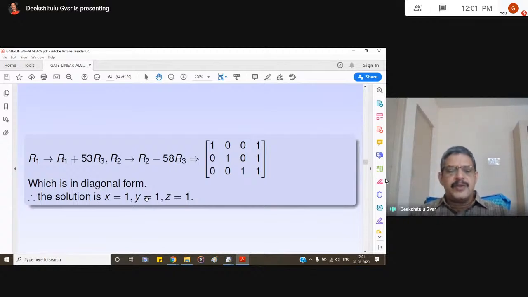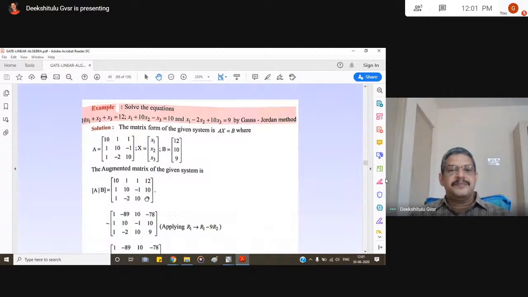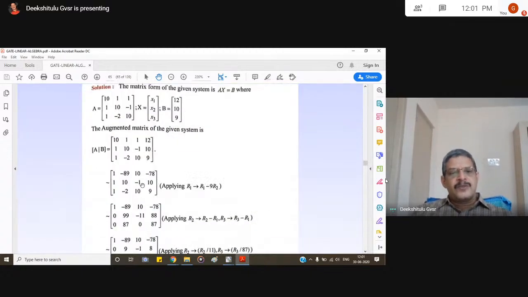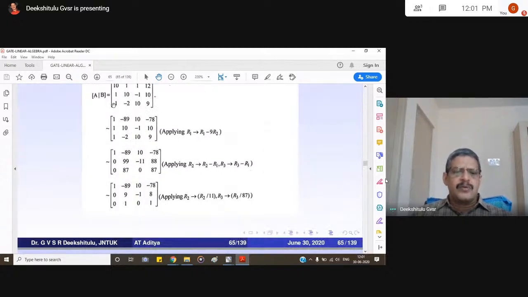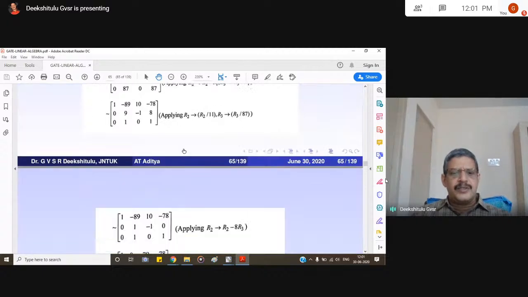In the Gauss elimination method, we reduce it to an upper triangular matrix. In the Gauss-Jordan method, what we do is we reduce it to a diagonal element matrix, preferably the identity matrix. Solve the equations. So A is given like this. Apply row transformations. You can comfortably go through these things.